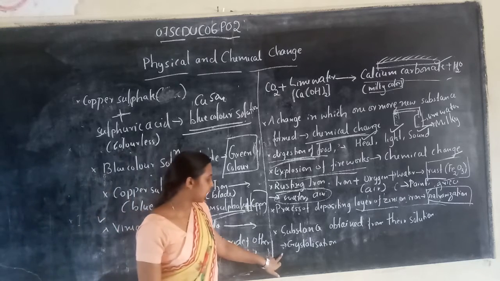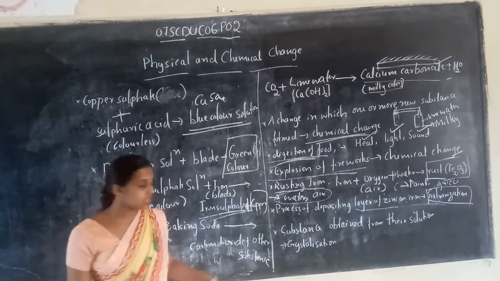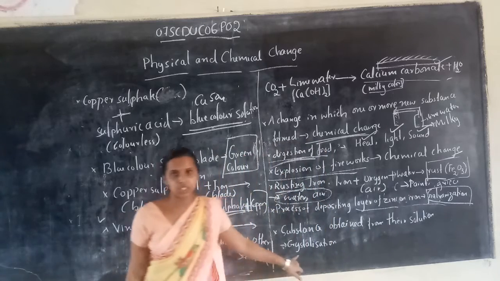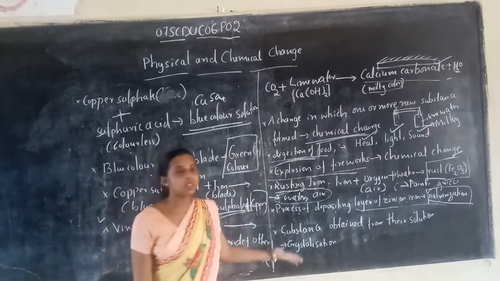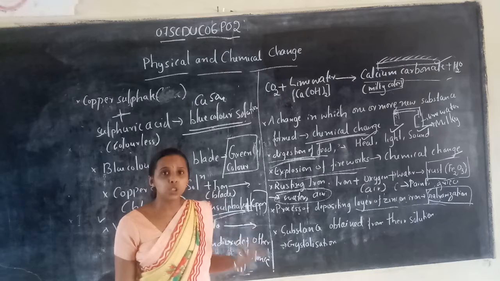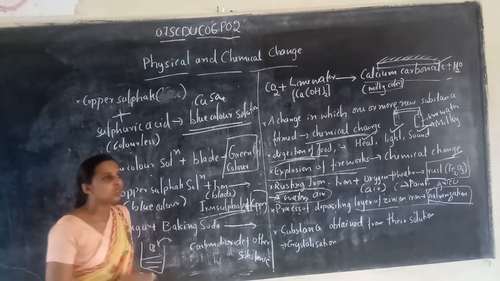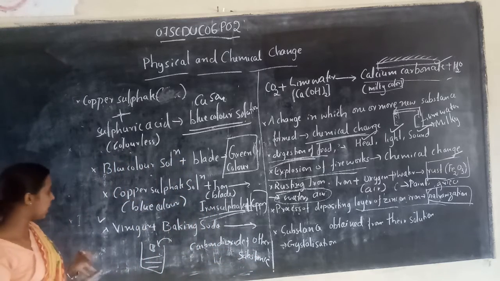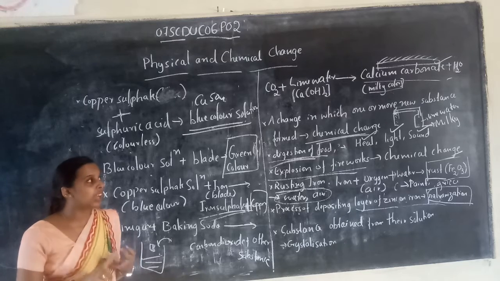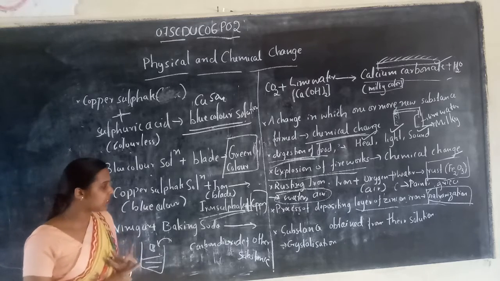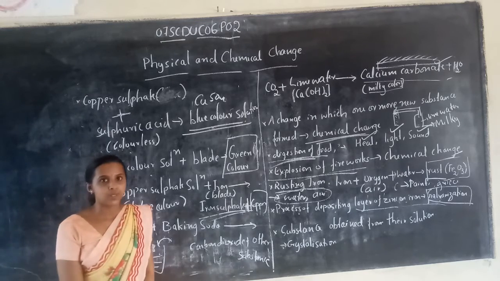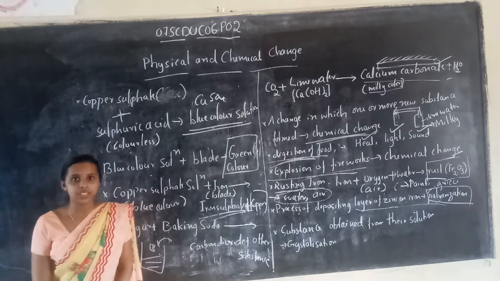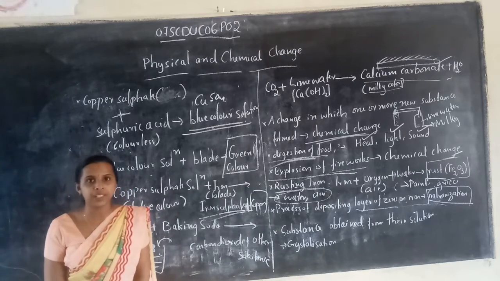Next is crystallization. Crystallization means a substance obtained from its solution is called crystallization. So in this class we studied chemical change examples, then galvanization, the rusting process, and crystallization. If you have any doubt, you can ask me. Next class we will study the next topic. Thank you.